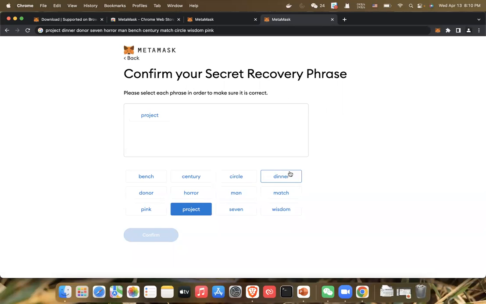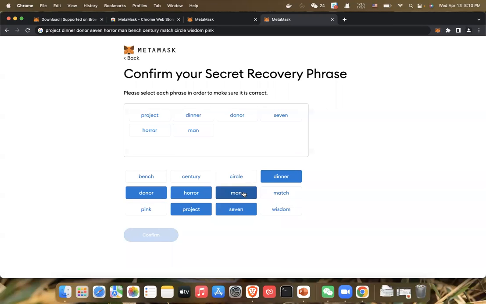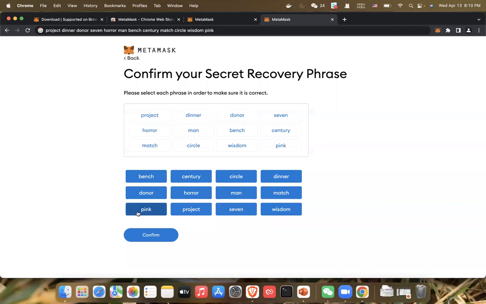So we now need to do this little test and actually click in order each of these words. And again, the order does matter. R, man, bench, century, circle, wisdom, ping.